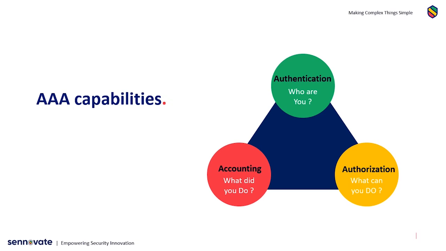The working of a RADIUS server depends on the exact nature of the RADIUS ecosystem. However, all servers have the AAA capabilities, that is, authentication, authorization, and accounting. In some RADIUS ecosystems, a RADIUS server can also act as a proxy client to other RADIUS servers.